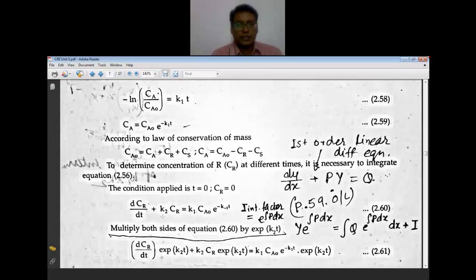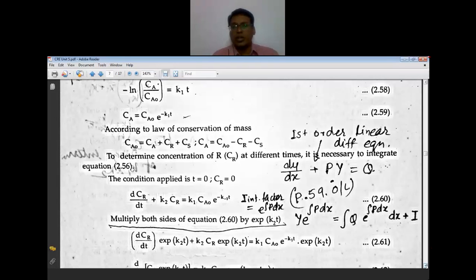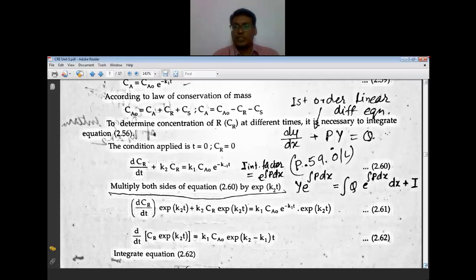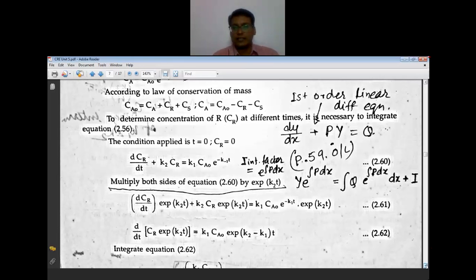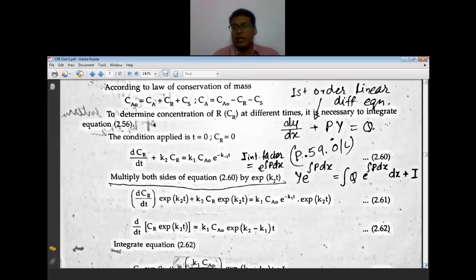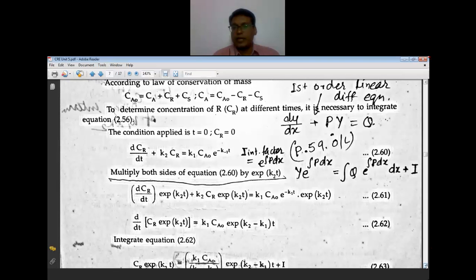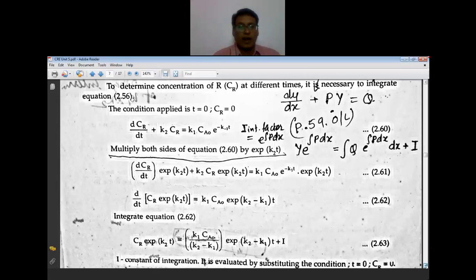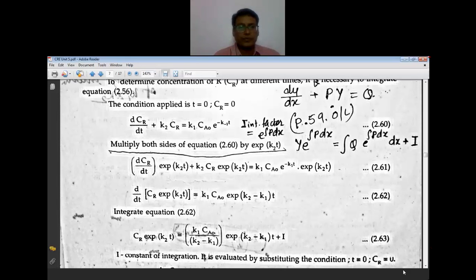And the same thing is there. So this is a first order linear differential equation similar to dy by dx plus py equals q. The integrating factor is e raised to the integral of p dx, and the solution is y times the integrating factor equals the integral of q times e raised to the integral of p dx, plus I. So by using this integrating factor method, you have to simplify this process.